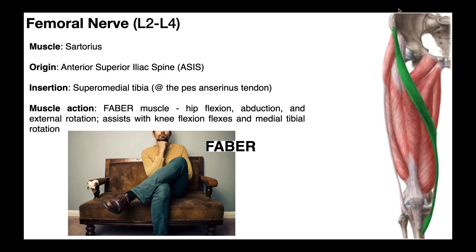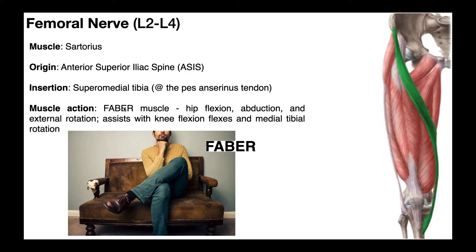Now, because the sartorius muscle is in the anterior compartment of the thigh, it shares the same innervation as the quadriceps, and that's the femoral nerve, which has roots L2 through L4. But the big difference between the sartorius and the quadriceps is in the action. The quadriceps mainly facilitate knee extension. The one exception is rectus femoris, which does knee extension and hip flexion.